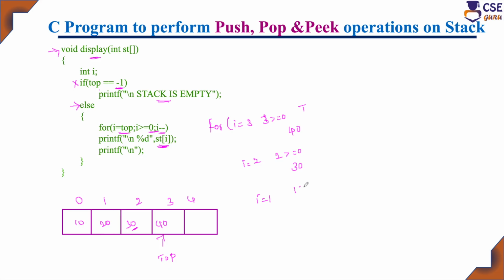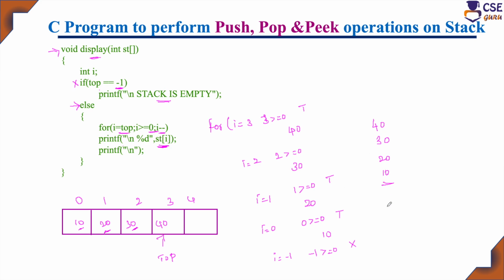i equal to 1, 1 greater than or equal to 0, condition is true. It will display this 1 position element. Next iteration, i gets decremented to 0, 0 greater than or equal to 0, condition is true. It will display 10. Okay. Next iteration, i gets decremented to -1, -1 greater than or equal to 0, condition fails. Okay, so it will display 40, 30, 20 and 10.